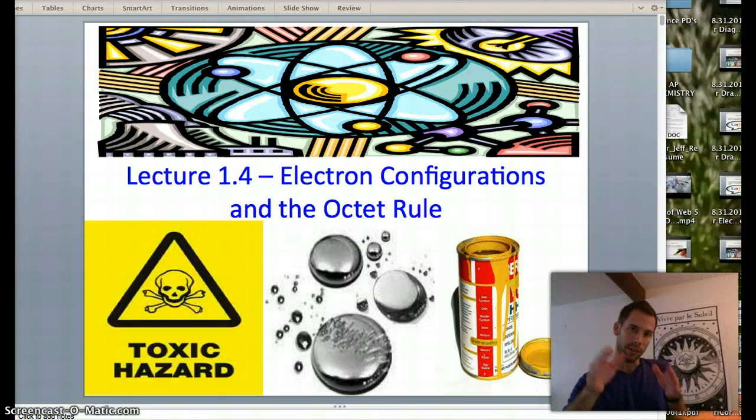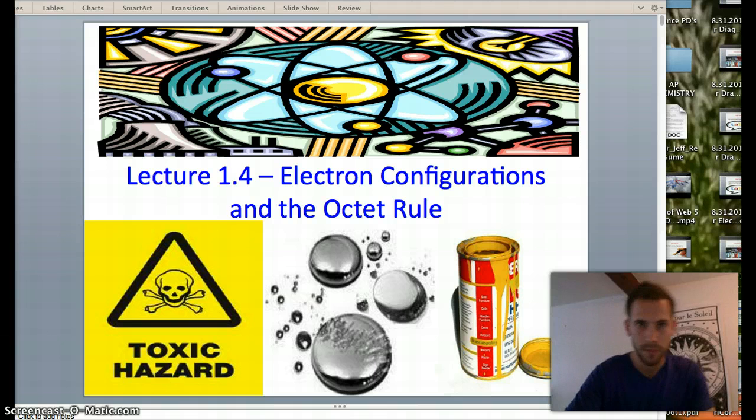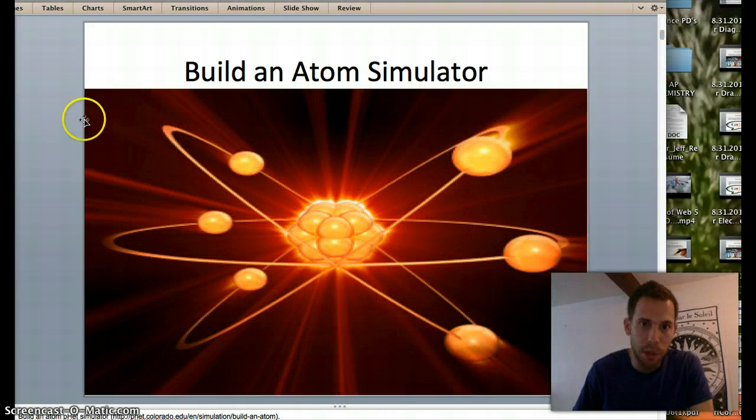Today I'm going to go over lecture 1.4, electron configurations and the octet rule. To start you off, I'd say the best thing to try out would be this build an atom simulator, courtesy of PhET Colorado. You can find the website right down here: http://phet.colorado.edu/en/simulation/build-an-atom.